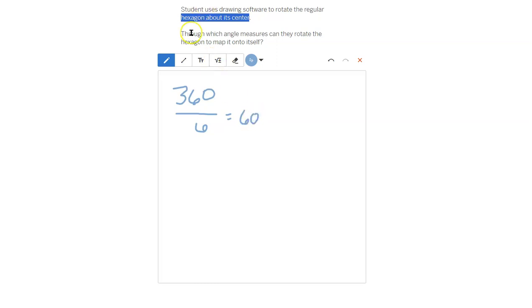Then you have to continue. It's asking for all of the angle measures at which a hexagon can rotate or map onto itself. 60 times 2 is 120. 60 times 3 is 180. 60 times 4, and you can keep going. Make sure you choose all of the rotations where the hexagon will map onto itself.